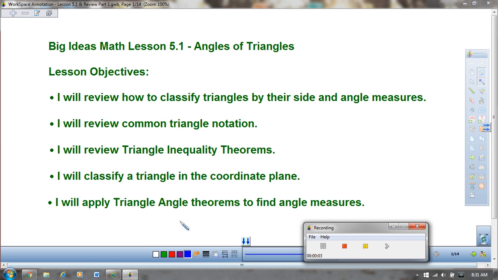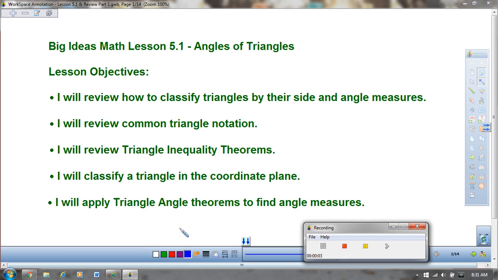Chapter 5 is looking at congruent triangles. And this first lesson in Chapter 5 is talking about the angles of a triangle. And so as we begin, we're going to look at our objectives and review how to classify triangles by their side and angle measures and look at common triangle notation.